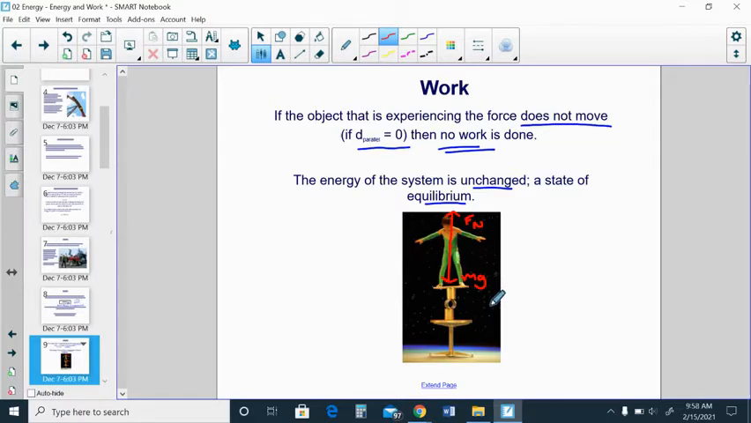Since there's not an unbalanced force, there's not a non-zero net force. Everything is balanced at 0. As a result, there is no distance traveled or displacement occurring. And since the displacement is 0, if you recall the work equation, work is going to be equal to 0. So the energy of the system, in this case, the initial, will be equal to the final.